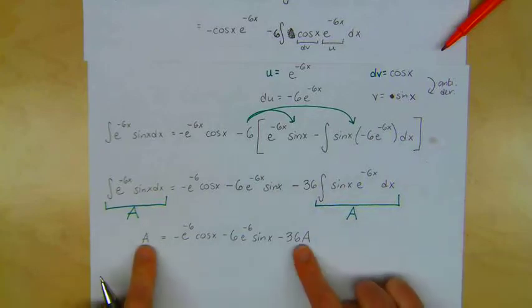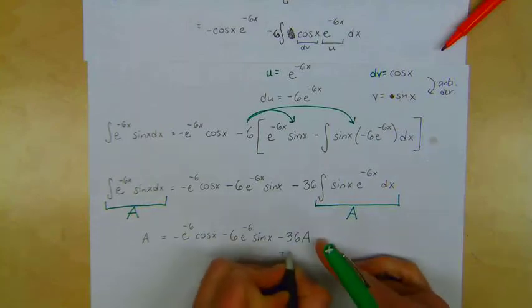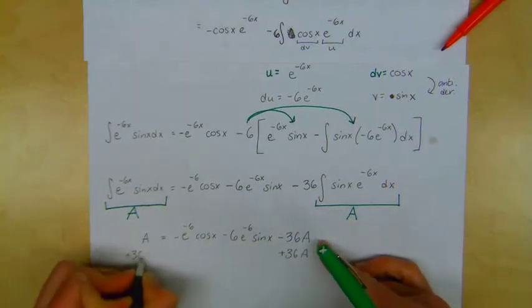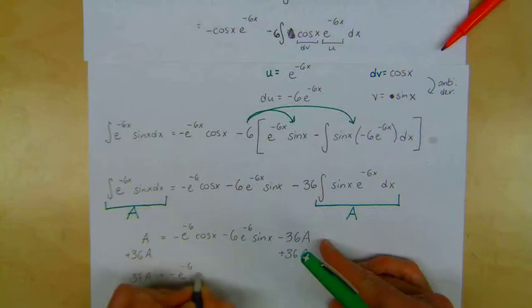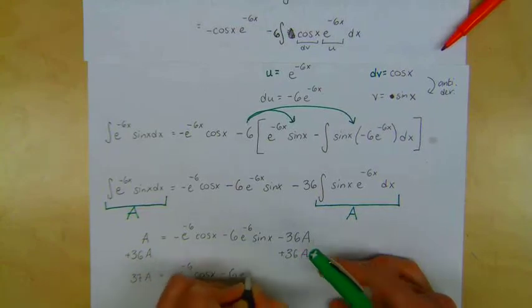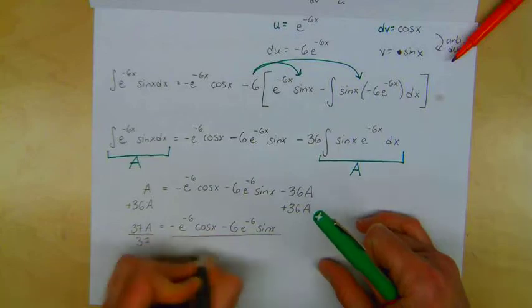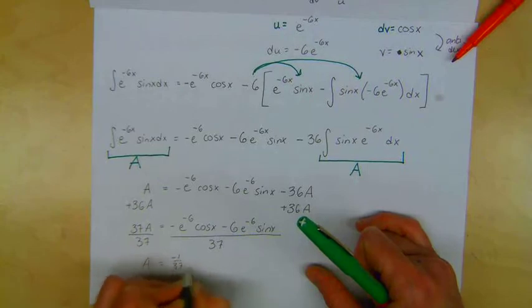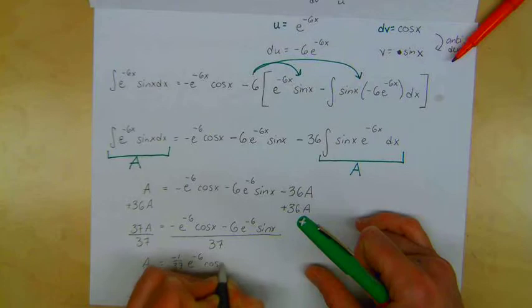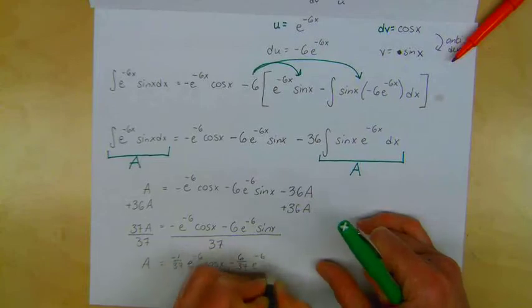If I were solving for a in this expression, what would I do? I would add 36a to both sides, and I would get 37a is equal to negative e to the negative 6x cosine x minus 6 e to the negative 6x sine x. I'm going to divide both sides by 37, and I get a is equal to negative 1/37 e to the negative 6x cosine x minus 6/37 e to the negative 6x sine x.